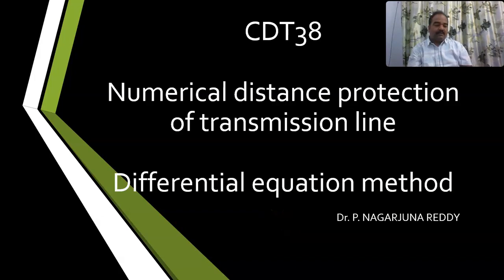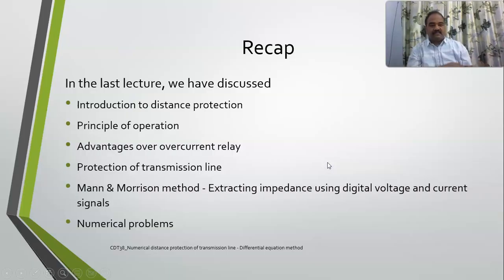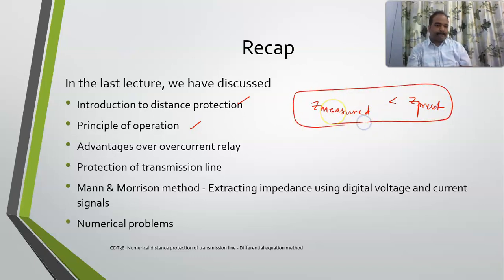Good morning. Today we'll discuss the differential equation method for determining the impedance which is required for distance protection of transmission line. In the last lecture, we started with distance protection. The principle of operation, we have seen, is that if the measured impedance is less than your preset value, then a relay will initiate a trip signal.